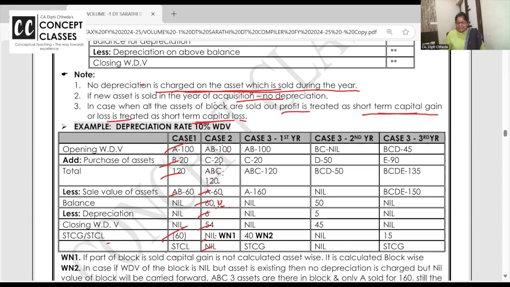Now case 3. A and B are there, 100. C is purchased, 120. A alone is sold for 160. The block is still existing. B and C in the block, the assets are there. The block will continue with nil value.